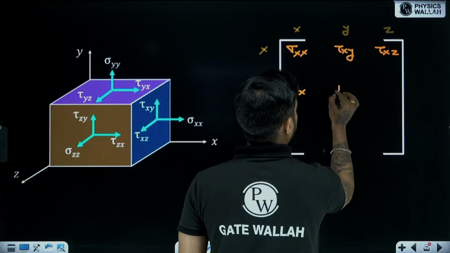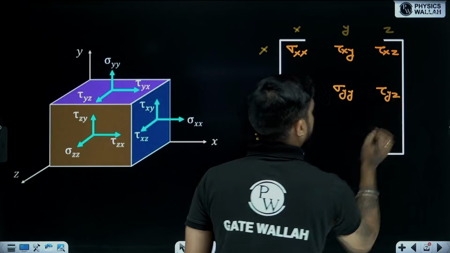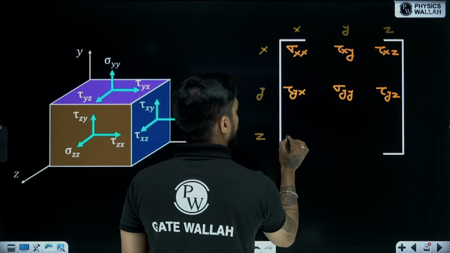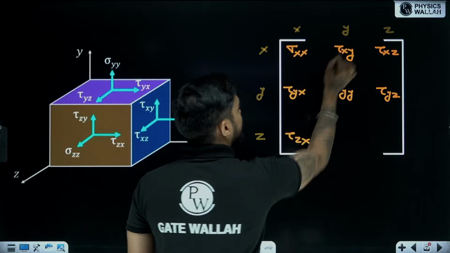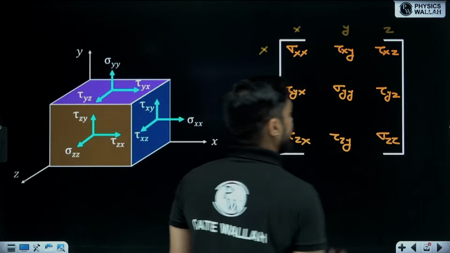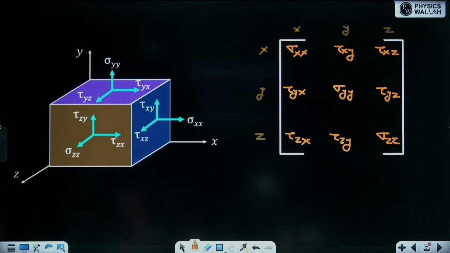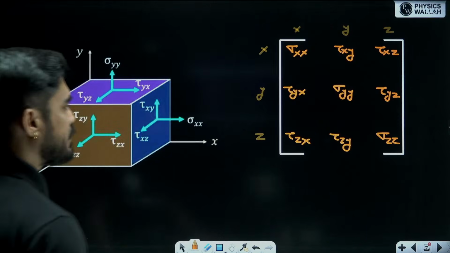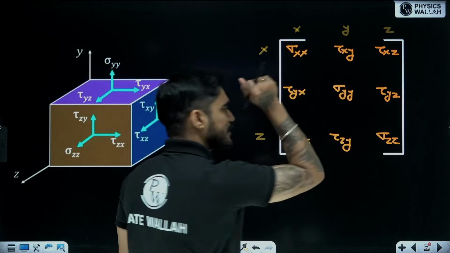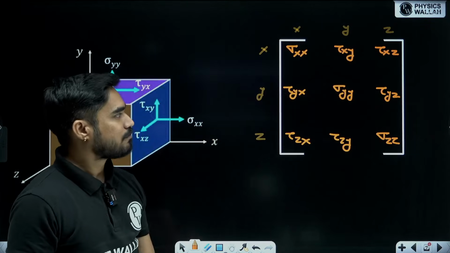This one will be sigma YY. This one will be tau YZ. Then this one will be tau ZX. Then tau ZY. Then sigma ZZ. So we are getting a 3 by 3 matrix, a total of 9 stress components, and this is known as a stress tensor. It's not a scalar, it's not a vector, it's a tensor.